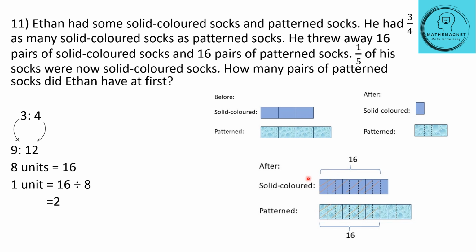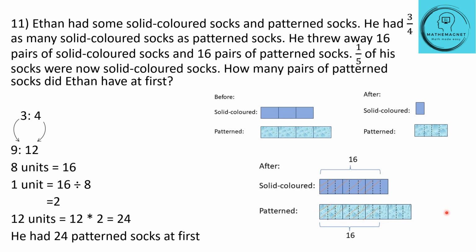Now the question is, how many pairs of pattern socks did Ethan have at first? Now we know Ethan had at first will be equal to 12 units. Correct? 12 units. Now we know 12 units will be equal to 12 into 2, which is 24. So Ethan had 24 patterned socks at first.